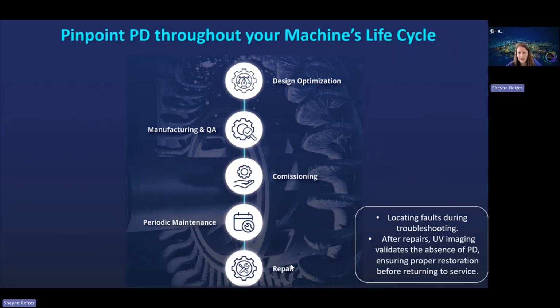And finally, in the repair stage, UV imaging helps locate the exact sources of discharge during troubleshooting. After the repair is completed, the same camera can also be used to confirm that the issue has been fully resolved. This ensures that the equipment is PD-free before it goes back into service, reducing the risk of repeating failures.